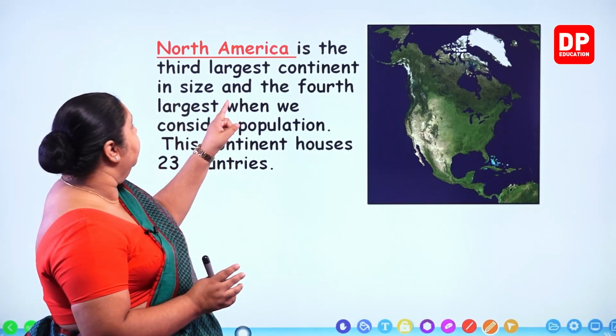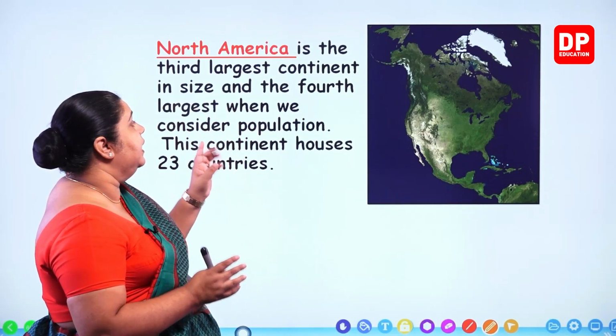And the fourth largest when we consider population.